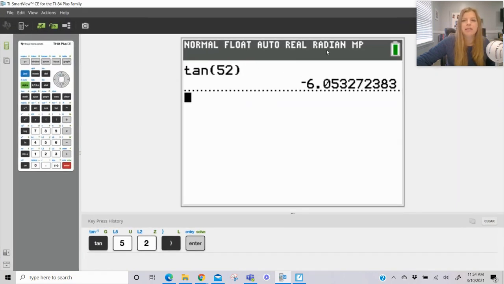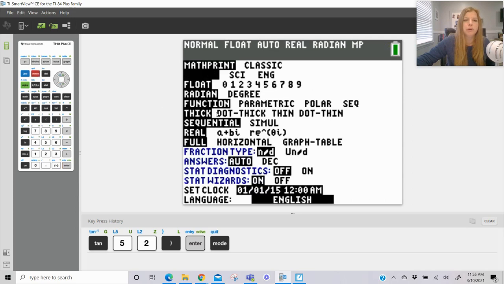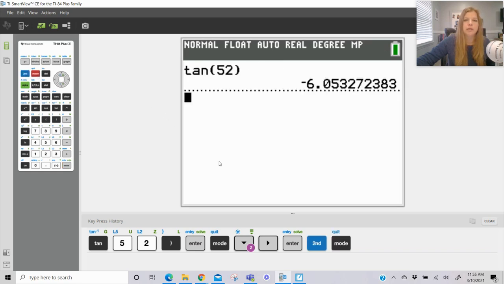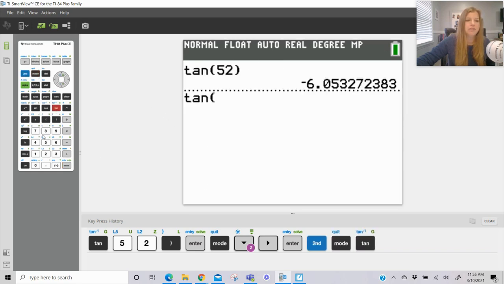If I showed you my calculator right here, you see at the top it says radians. If you're getting a negative, something's definitely wrong, because when I go to multiply a negative times that value, I'm going to get a negative. It means I'm in the wrong mode. So you need to go over to mode and make sure that you select the function that you are in degrees. And as long as it says degrees, then you know you're going to be good. So I'm going to go back to my home screen here, and now I'm going to type in tan 52 again.